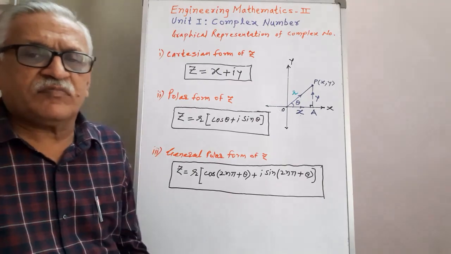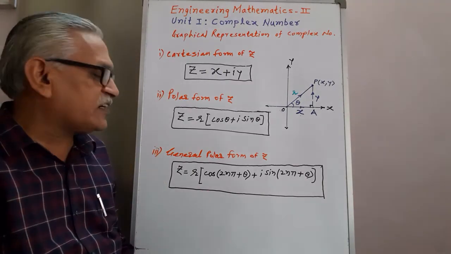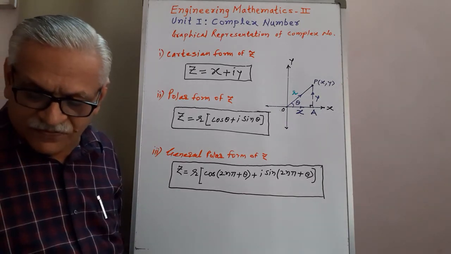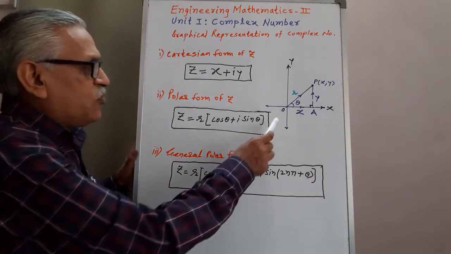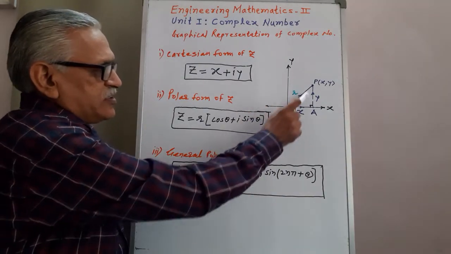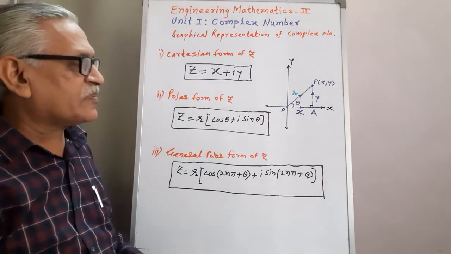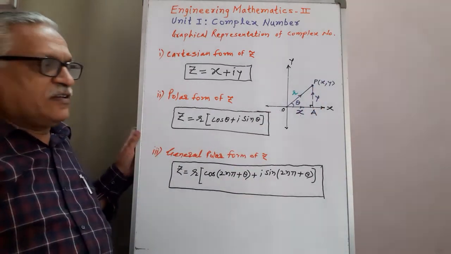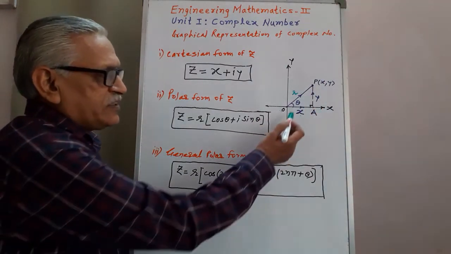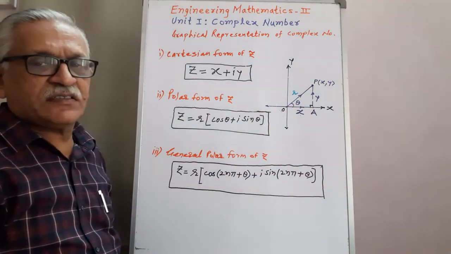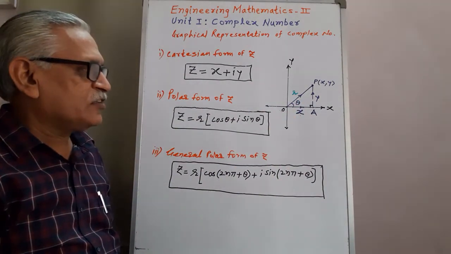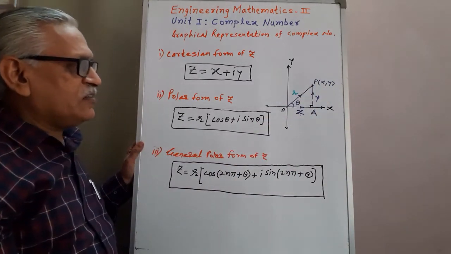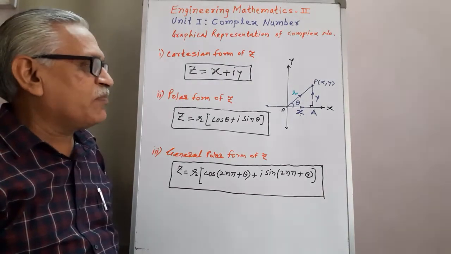Then I will try to explain the general polar form of a complex number. What will happen if we rotate this vector OP by 360 degrees? We get the same position for that vector OP. It means if we change that angle theta by 360 degrees, which is 2 pi, we get the same position of that vector OP, which means that number remains the same.